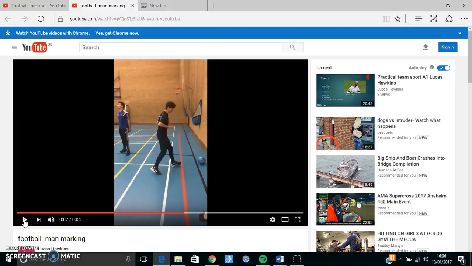It nullifies their threat because they don't have any space to get the ball, which is the most important element of man marking, the fact that the attacker has no space. So you'd follow them all the way around the pitch, near enough, and when they are in your area, you'll make sure you're tight to them and they can't get away from you.